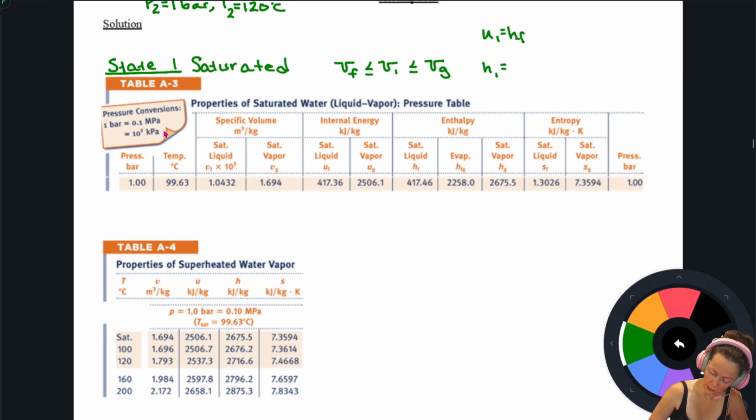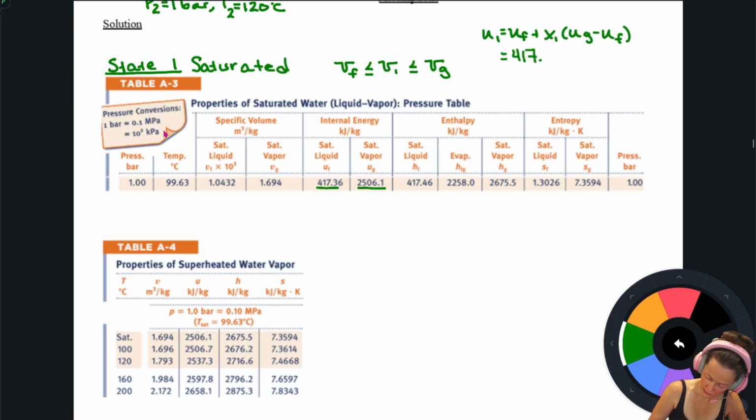This is going to be my U sub F, I'm sorry, not H, plus my quality times U sub G minus U sub F. Actually, let's just focus on the specific volume here. Let's write down at least the numbers that I do know. I know this one and this one, so I'll go ahead and plug that in.